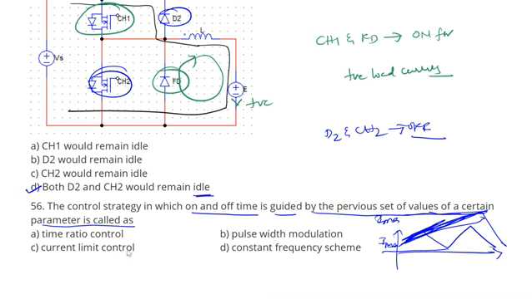Between this maximum value and minimum value only, the current has to flow. It should not go beyond the maximum value, it should not be below the minimum value. That is the reason why we are using current limit control here. So current limit control is the right answer for this question.